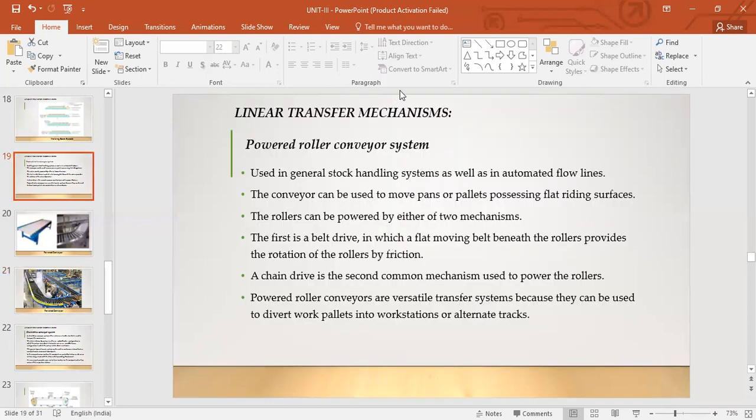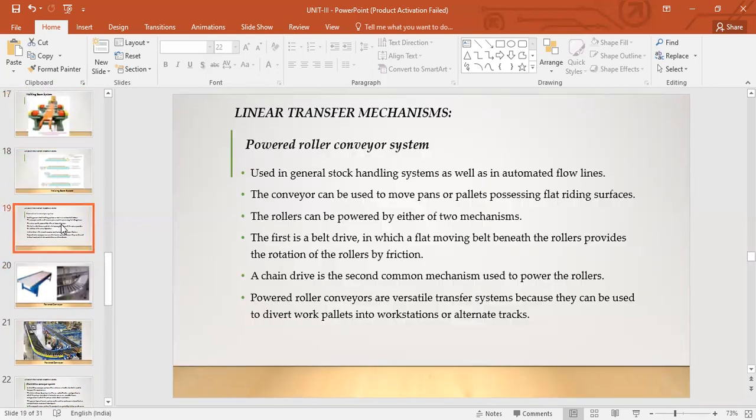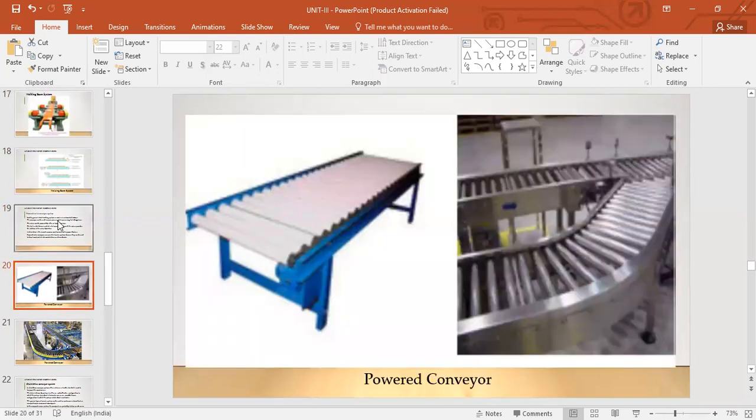Okay, so it's already 2 p.m. No doubts so far in today's class on powered roller conveyors?